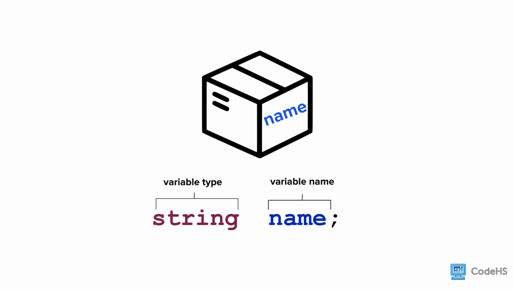To store information in memory, you must first declare, or create, the variable. This step is important because a variable must be declared before it can be used. If you try to access a variable without declaring it first, it'll cause an error. In C++, to declare a variable, you use the variable type followed by the variable name. Using our box analogy, this line of code creates an empty box called name that can store a string variable.